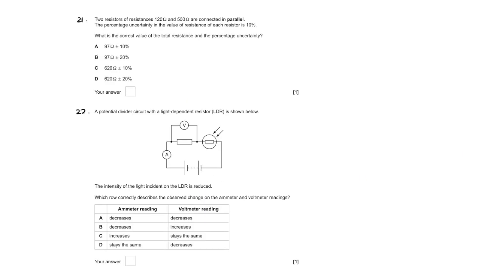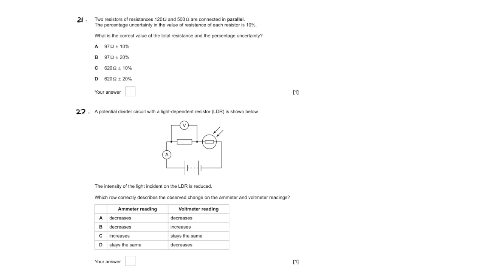For question number 21, it says two resistors of resistances 120 and 500 ohms are connected in parallel, and the percentage uncertainty in the value of the resistance of each resistor is 10%. What is the value of the total resistance and the percentage uncertainty?